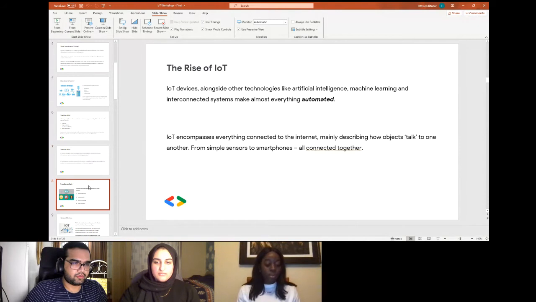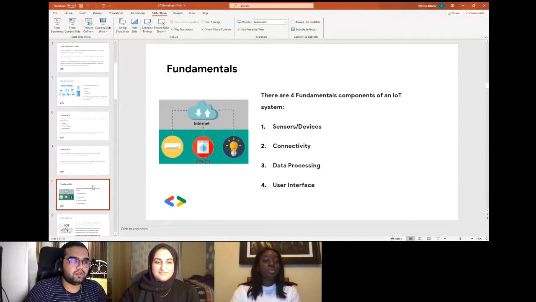So from combining all of these devices and the use of the internet, it's possible to gather information, analyze it, and create an action. And this essentially takes us back to the four fundamentals of IoT. So Ifti will be talking about the fundamentals of IoT now.